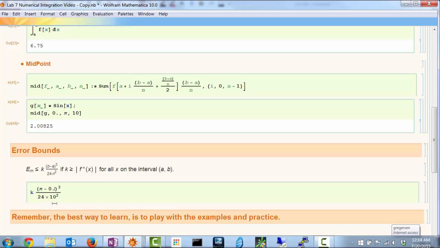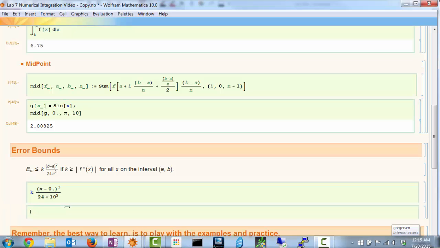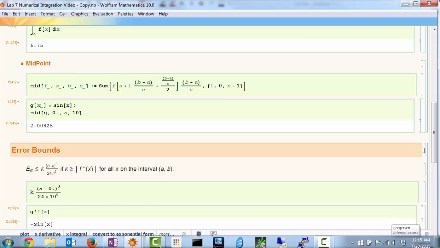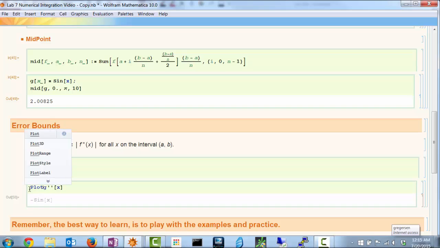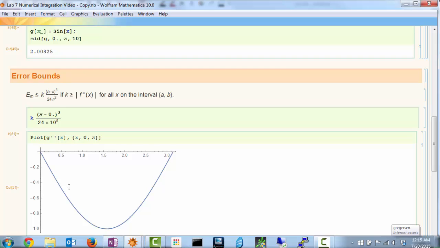So what about k? Well, it says here that k has to be greater than or equal to the second derivative for all values of that second derivative on the interval from a to b. So let's take a look at that second derivative. The second derivative, and I'm using g of x here, that's the function I'm actually trying to integrate. The second derivative is negative sine of x. Well, let's take a look at that function. I could plot that function, for instance, over my interval from 0 to pi. Remember, that's the only area now that I care about this second derivative.